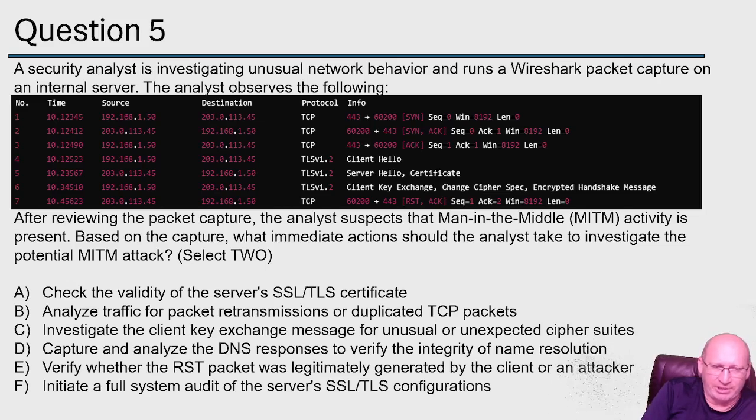C, investigate the client key exchange message for unusual or unexpected cipher suites. I mean, that one it's similar to A, right? It is, but I don't feel like that's a good one. And the reason I like the A over that one is because if we read C, investigate the client key exchange message for unusual or unexpected cipher suite, the key exchange isn't going to tell us that. It's just a key exchange.